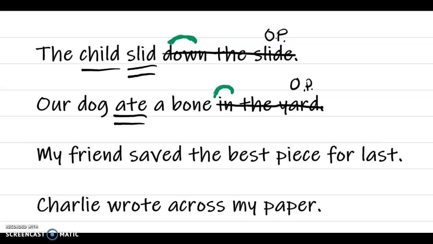Now, in this sentence, we're left with 2 words that could possibly be our subject noun. We're left with bone and dog. Which one's our subject noun? Well, if you remember from our previous video, I said to you that the subject noun is usually to the left of our main verb, and that would be dog.